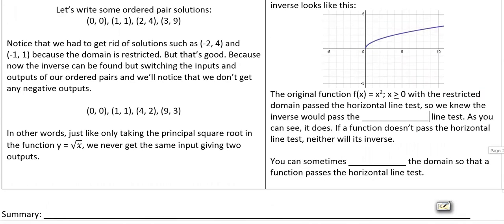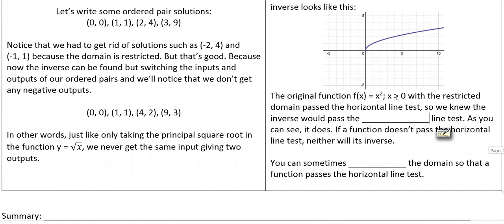So the original function, f(x) is equal to x squared when x is greater than or equal to 0, with the restricted domain, passed the horizontal line test. So we knew the inverse would pass the vertical line test. And as you can see, it does. If I draw a vertical line anywhere along this whole graph, it'll pass the vertical line test, the same as the original function passed the horizontal line test.